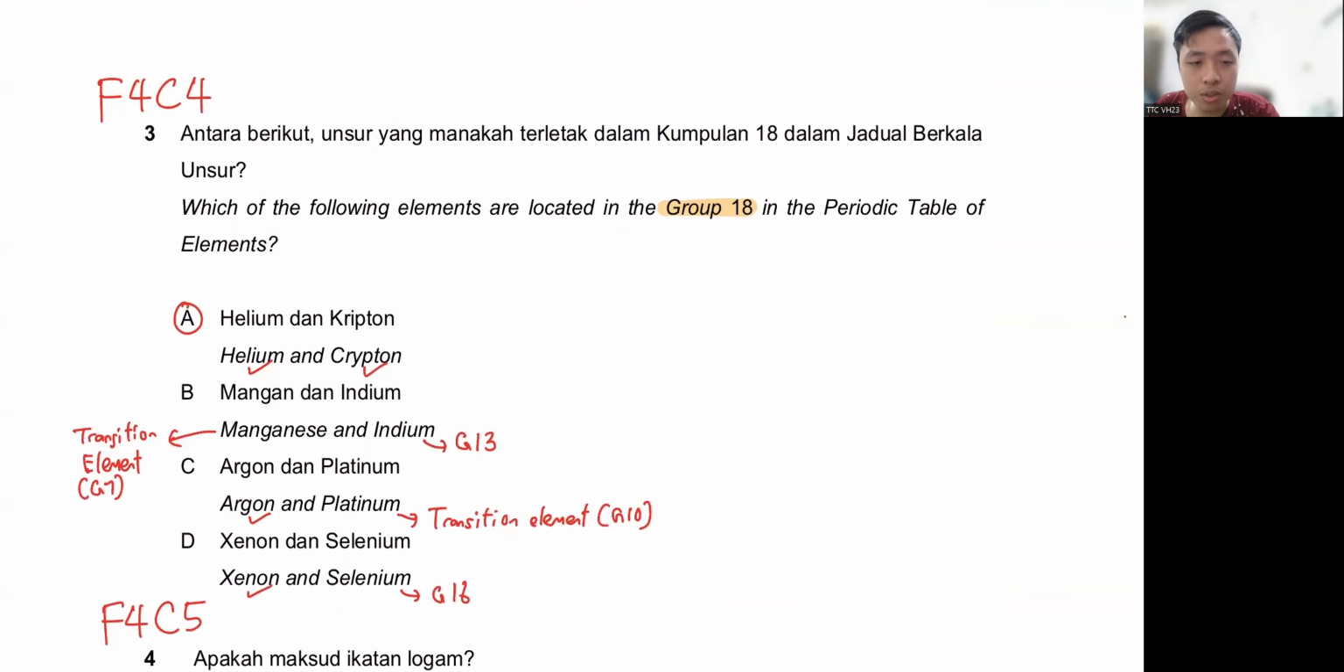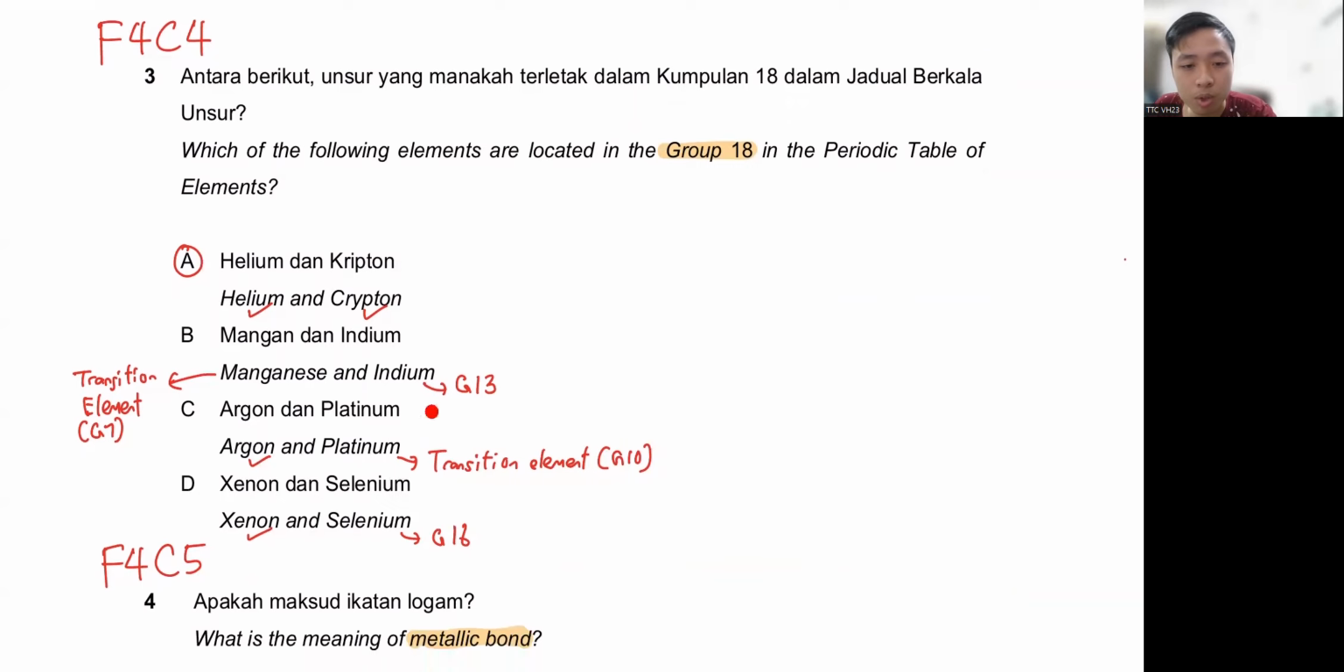Question 3 is A. From chapter 4, where is group 18 located? I mean, which element is located in group 18? So helium and krypton, yes. They got helium, neon, argon, krypton, xenon, radon. So all this. B, C, D. C actually argon, yes, but platinum is not. D actually xenon, yes, but selenium is not.